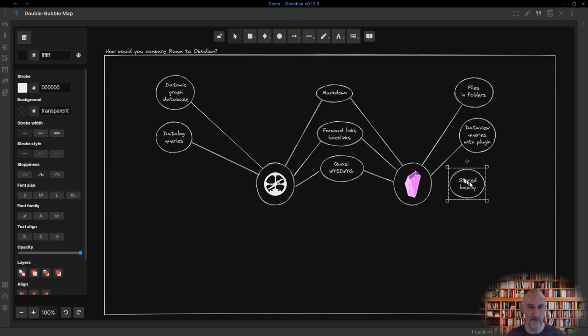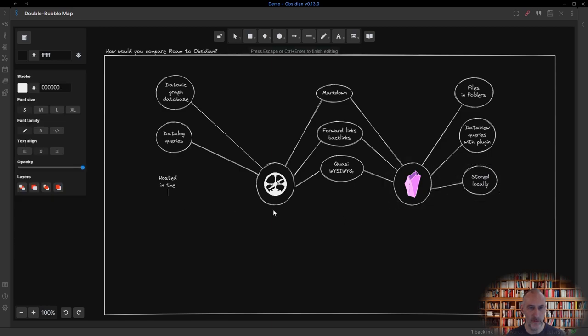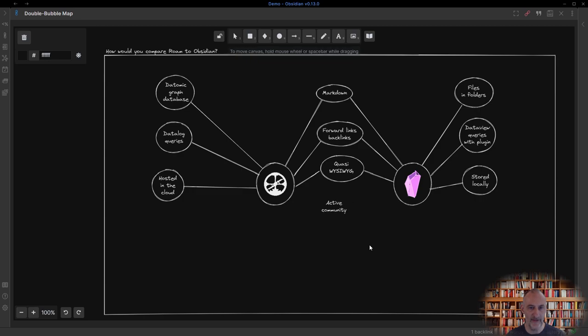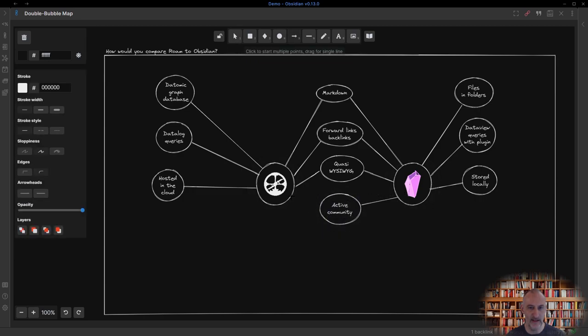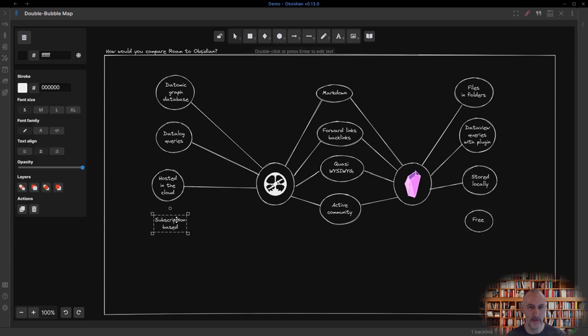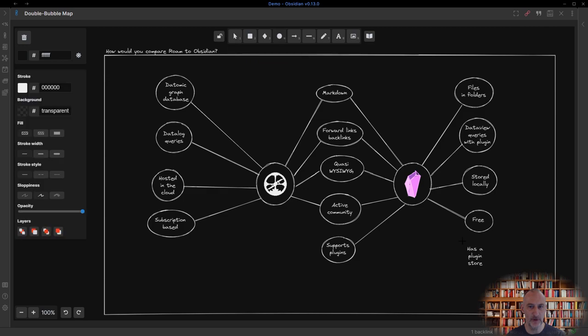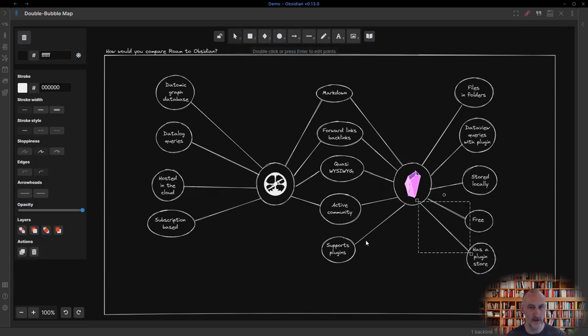Obsidian stores your information locally, while Roam stores information in the cloud. Both tools have a very active and friendly community. Obsidian is free, but Roam is subscription-based. They can both be extended by installing plugins, but Obsidian has a community plugin store, while Roam does not.